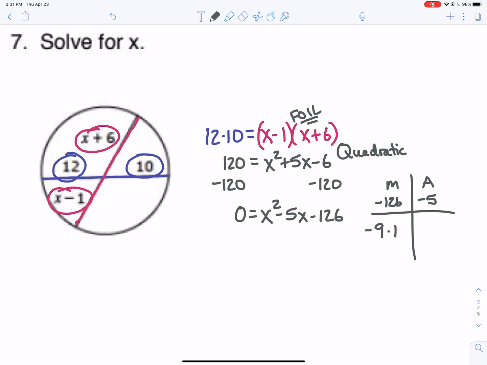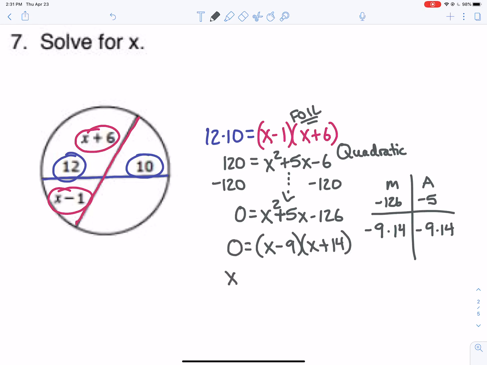negative 9 times 14, or excuse me, that was a positive 5. I meant to bring down a positive 5. My fault. So negative 9 times 14 were the numbers that I got. That's how I knew I had made a mistake right there. So I have x minus 9 and x plus 14 for my factors.